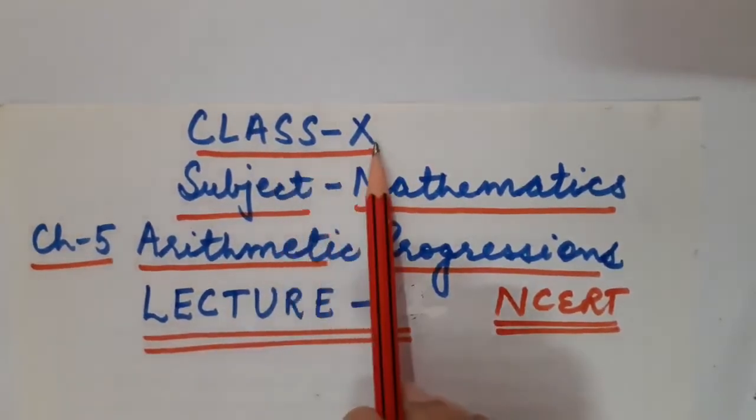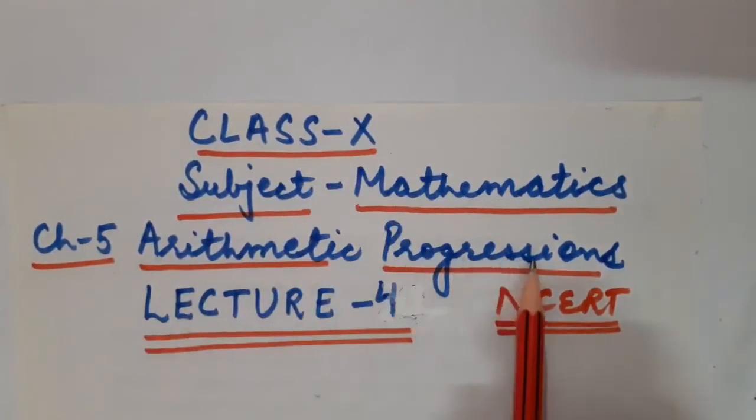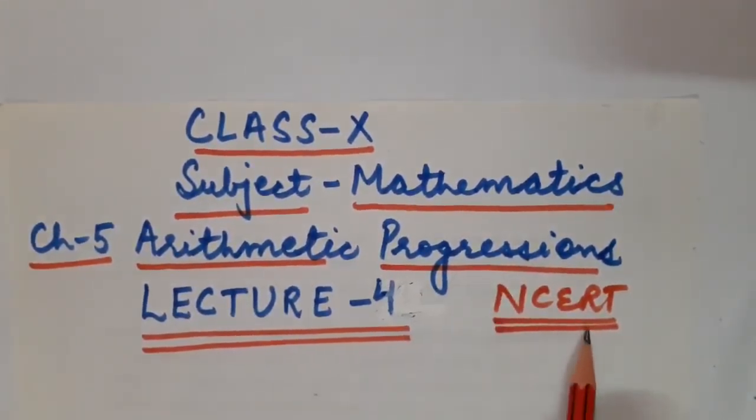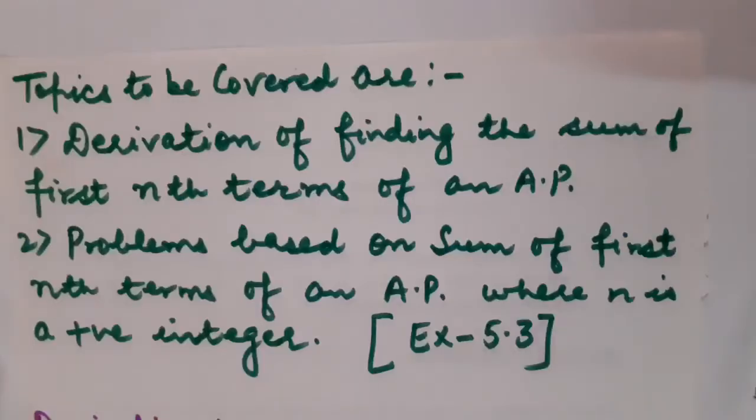This is class 10th, subject mathematics, chapter number 5, arithmetic progressions, lecture number 4, and the content I am going to cover from NCERT. Children, in my preceding two lectures, I made you understand how to calculate the nth term of AP, as well as we did many problems which were based on the nth term of AP. That is, an is equal to a plus n minus 1 into d. Correct, students?